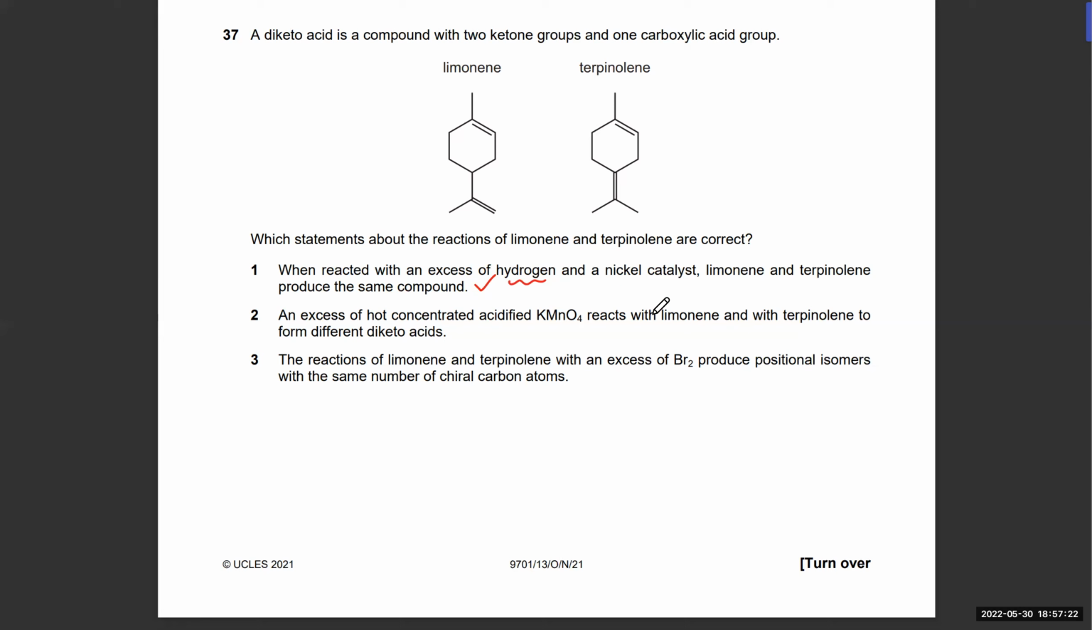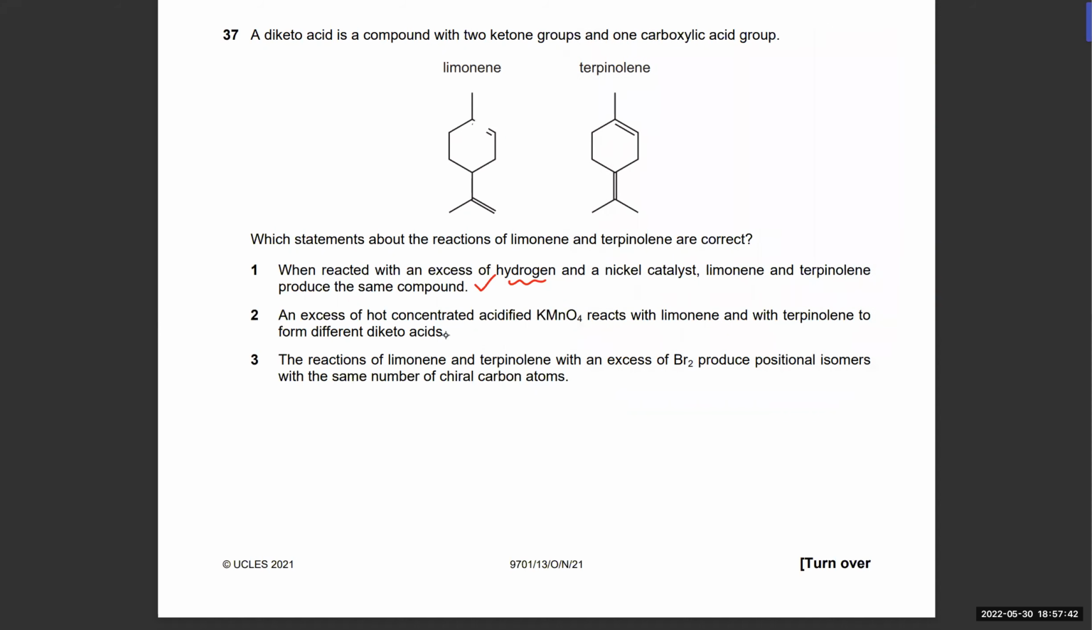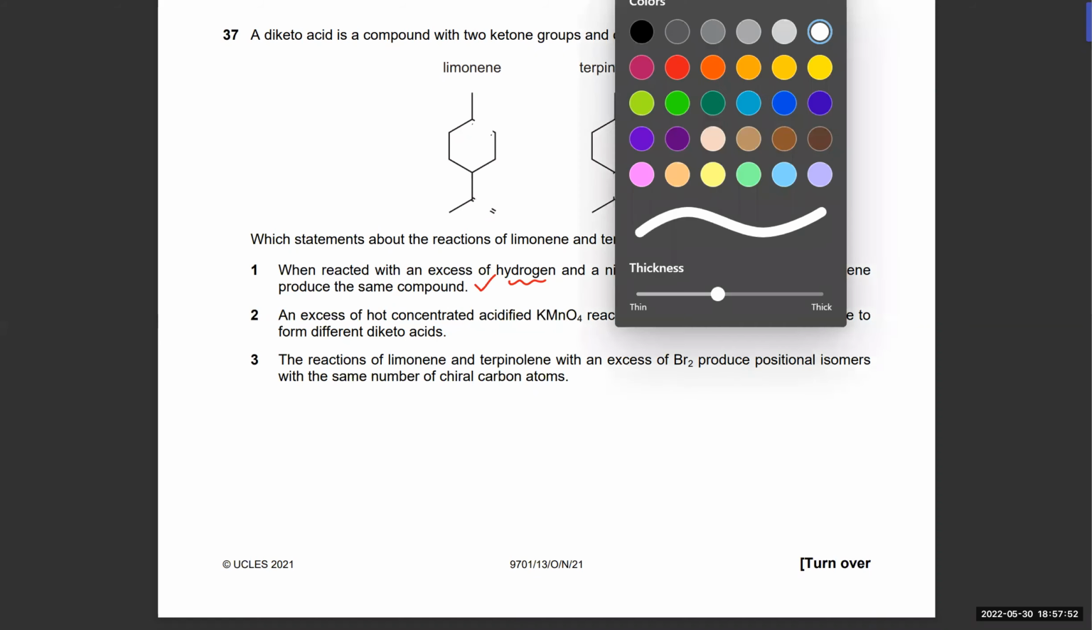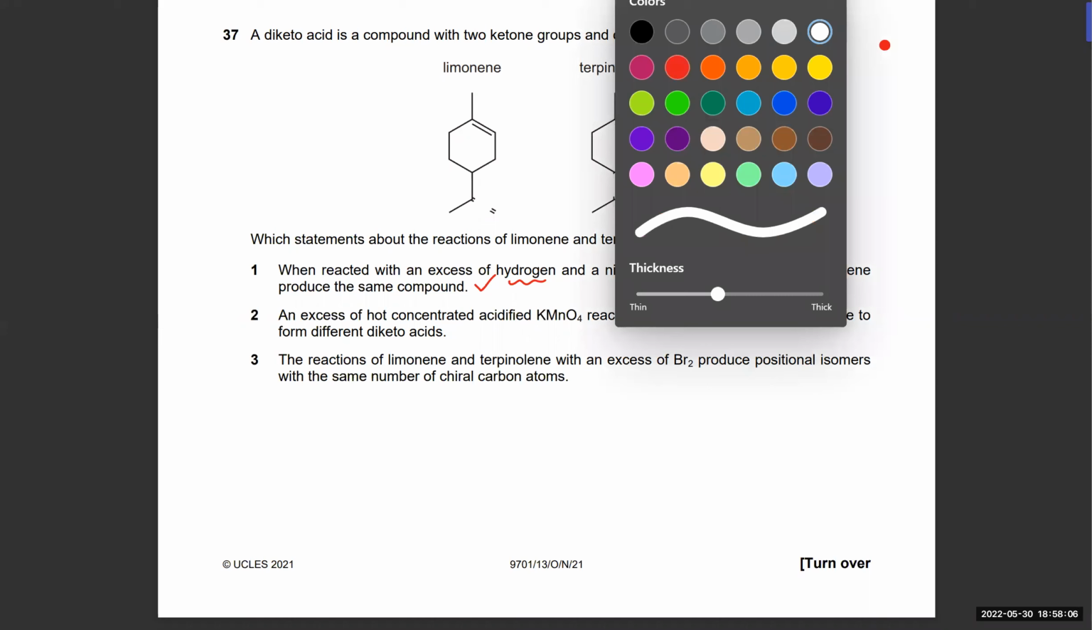Now, in excess of hot concentrated KMnO4 is added. And it says that it reacts with this first one and the second one to form different diketo acids. Is that true? So what will happen when you have strong oxidation? Since the double bonds at the end are different, one of them will have a ketone. The top ones would remain the same. Let me remove this first. I'm breaking the double bonds. The double bonds would completely break.